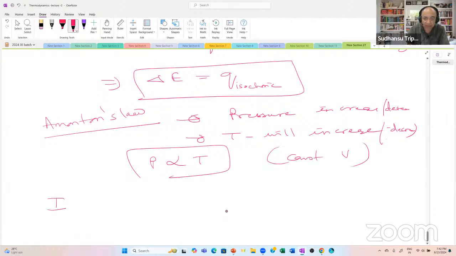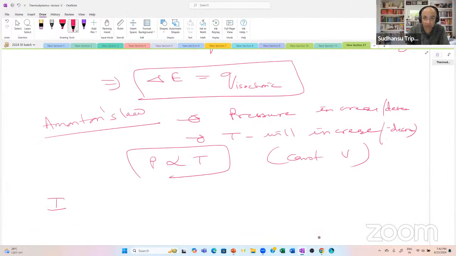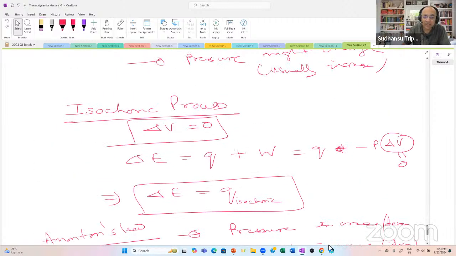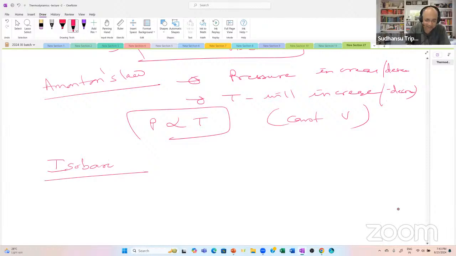Now coming to the isobaric process, where pressure will remain constant. Then enthalpy will become very happy. Oh, I am happy because the enthalpy term has come into force only when the process is carried out at constant pressure. Isobaric. What is it, C or K? C. It's not the title baric.